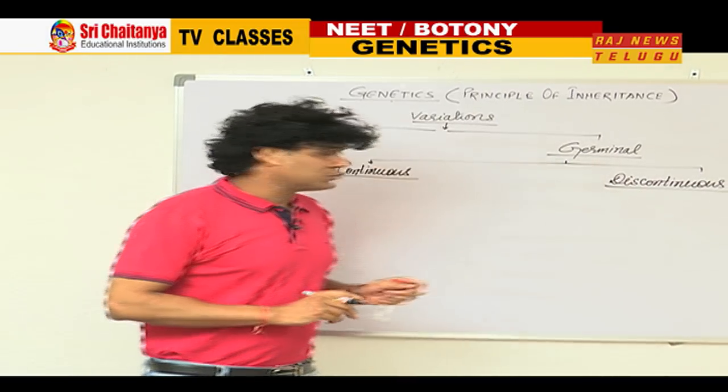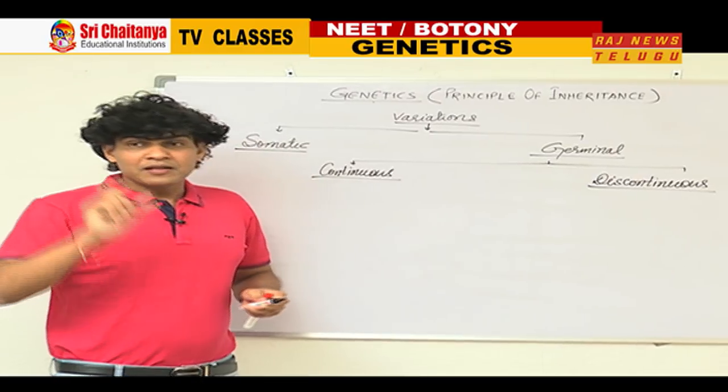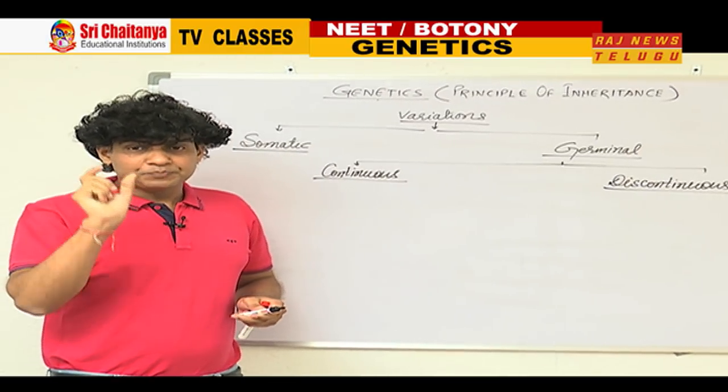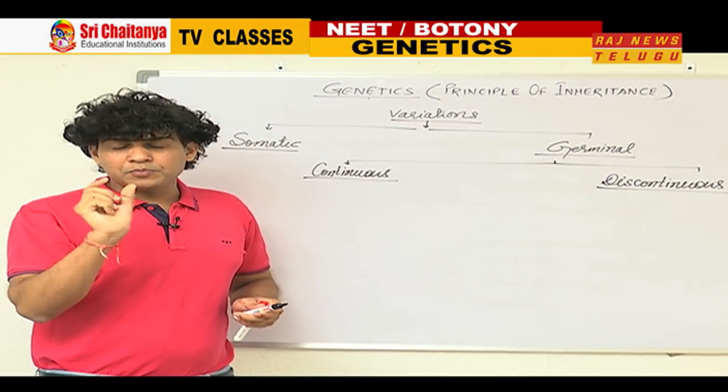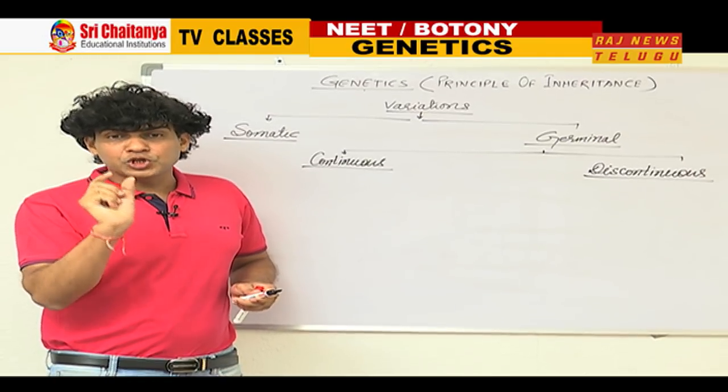Now if we consider discontinuous variation, again I say that the character is variable in very limited distinguishable forms.